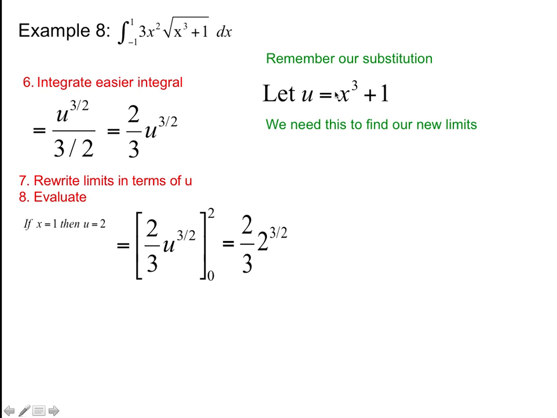When x is negative 1, negative 1 cubed is negative 1, plus 1 is 0. So when x is negative 1, u is 0. So our u limits are from 0 to 2. And if we plug them into our u expression, we get 2/3 times 2 to the 3/2 minus 2/3 times 0 to the 3/2. This whole thing is 0. So here's our answer, 2/3 times 2 to the 3/2.